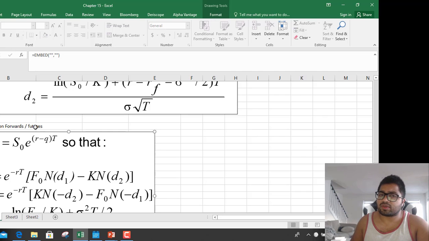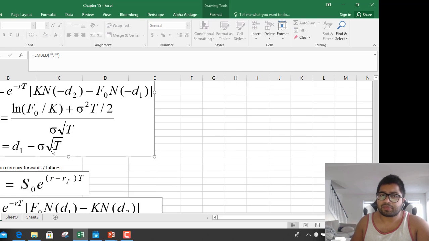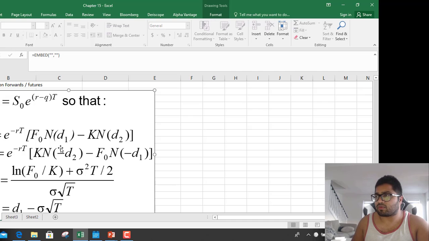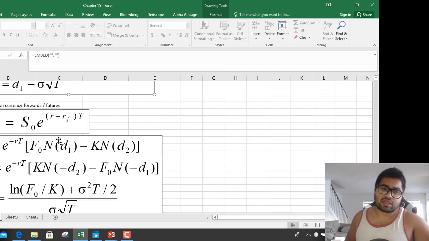So this is options on forwards and futures that pay dividends. It may be a forward on an index or a forward on a stock.